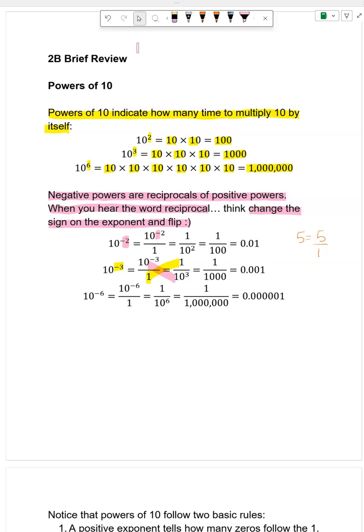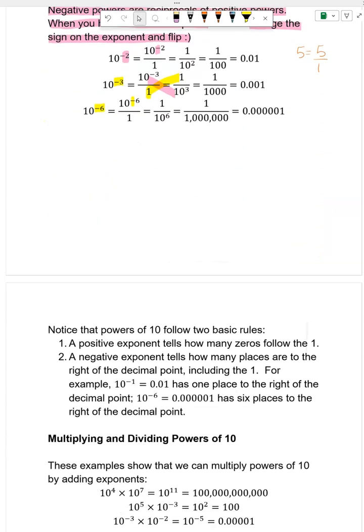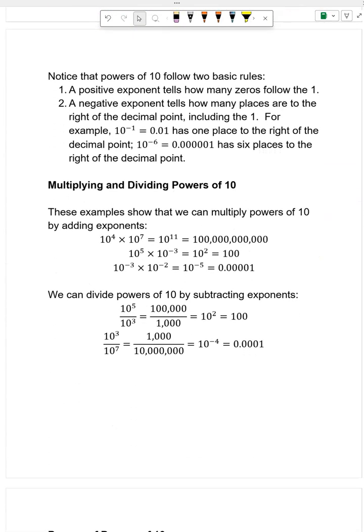Here we have negative 6. Again, we write it over 1. Flip it and change the power, right? From negative to positive. And that gives us 1 over 1 million, which gives us this answer. Okay? Everybody good with that, I hope. So let's move on and talk about this.